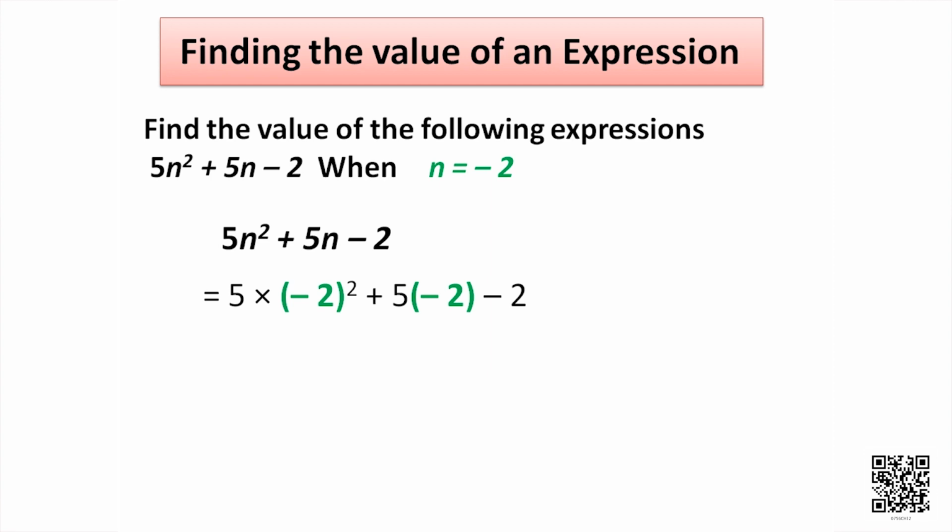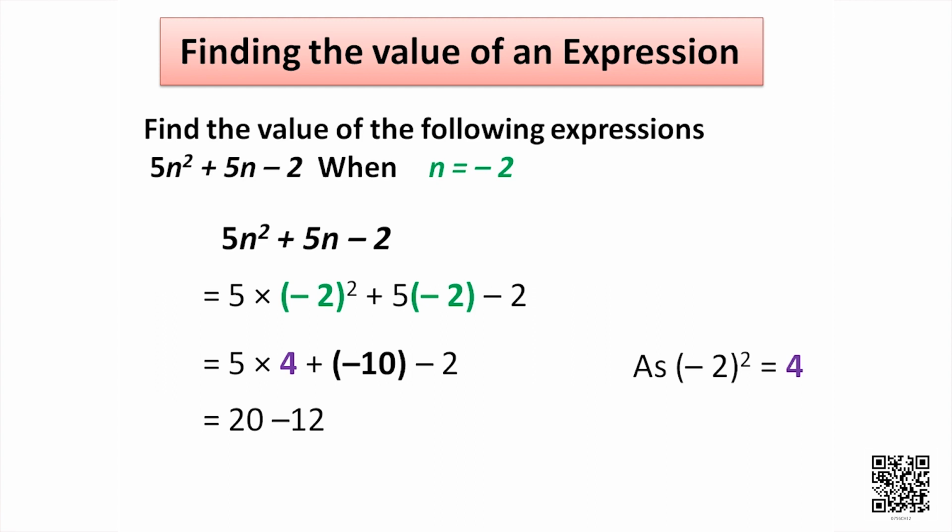Further it gives 5 times 4 plus minus 10 minus 2. So be careful, or you can note it that this minus 2 square becomes 4, that is why I have written 4. Okay, and then this 5 times 4 becomes 20, and minus 10 minus 2 gives you minus 12. So 20 minus 12, it will give you 8, right.